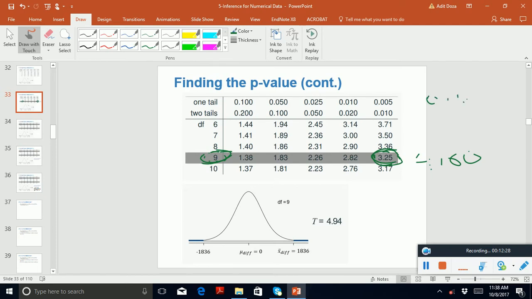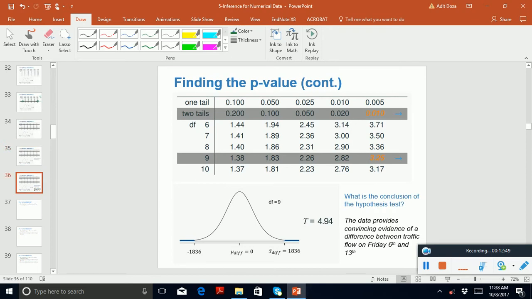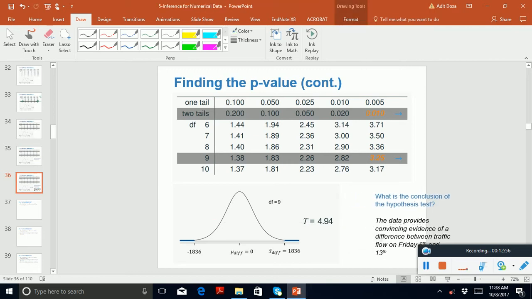For one tail it may be like 0.02 significance level, and for two tail it's 0.05. So it is very significant, even at the 5% level. What's the conclusion of the hypothesis test? It provides evidence of a difference between traffic flow on the 6th and the 13th.